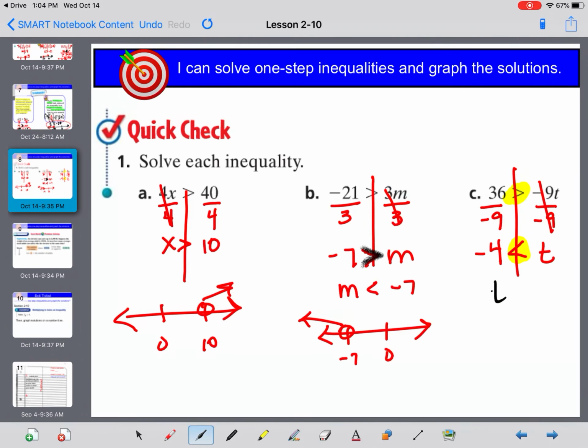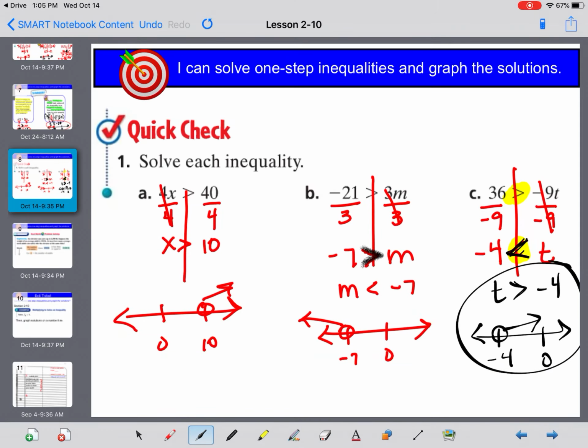Then I'm not done though, because that's not in proper format. I want the variable first. When I look at this, I see that the bigger number is t. So I switch it like this. T is greater than negative 4. This is my answer.